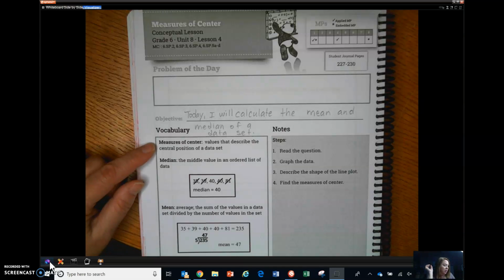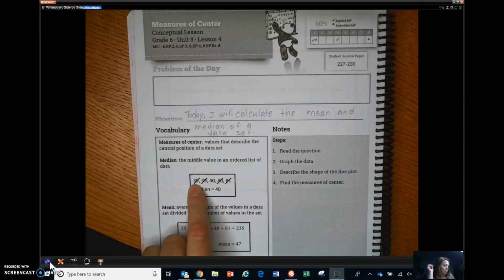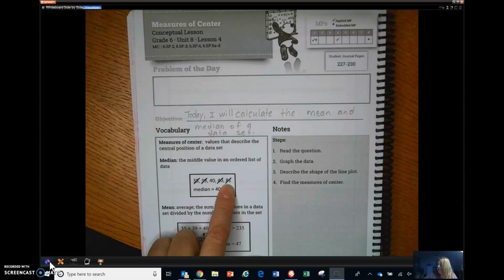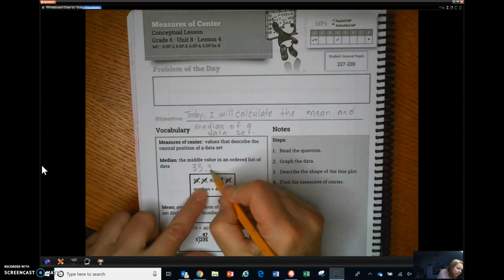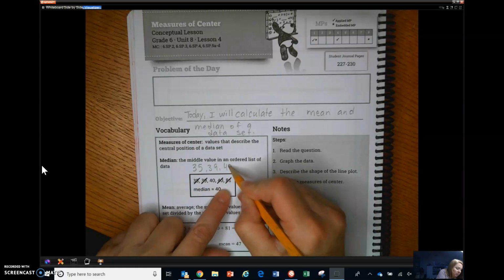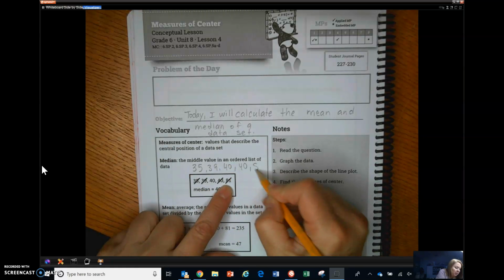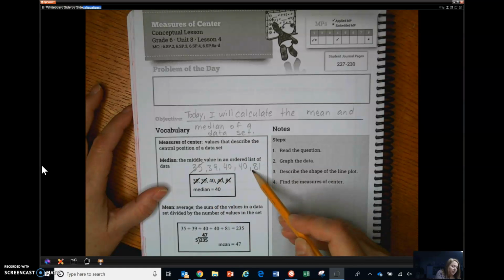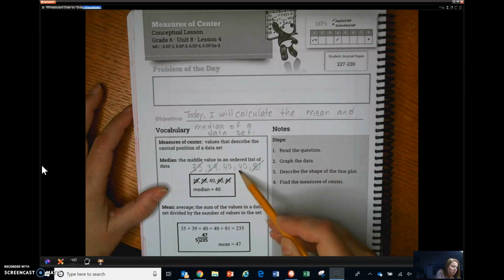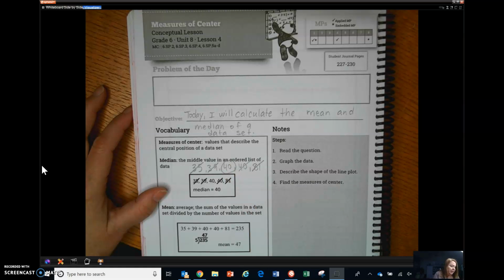So, measures of center: the values that describe the central position of a data set. Median is the middle value in an ordered list of data. Basically you put the numbers in order from least to greatest, and all you have to do is cross off the smallest, cross off the largest, smallest, largest. Whatever you're left with is the median.